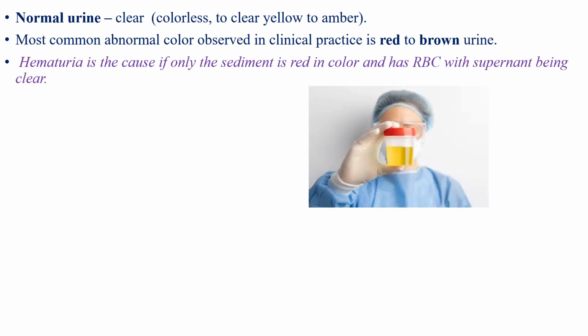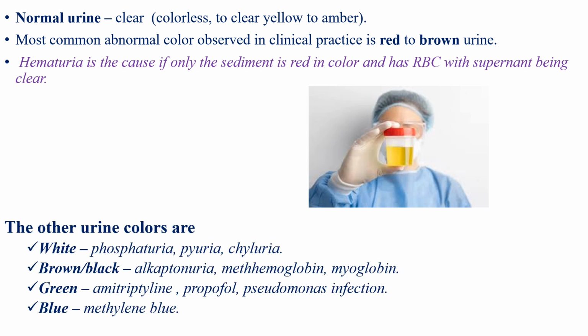Normal urine is clear. It is colorless to clear yellow to amber, but the most common abnormal color observed in clinical practice is red to brown urine. Hematuria is the cause if only the sediment is red in color and has RBC with the supernatant being clear. The other urine colors include white, which tells us the presence of phosphaturia, pyuria, or chyluria. Brown or black urine is a sign of myoglobinuria, methemoglobinuria, and alkaptonuria.